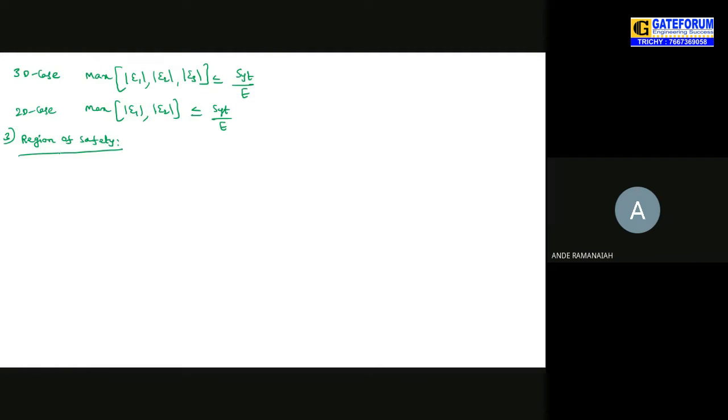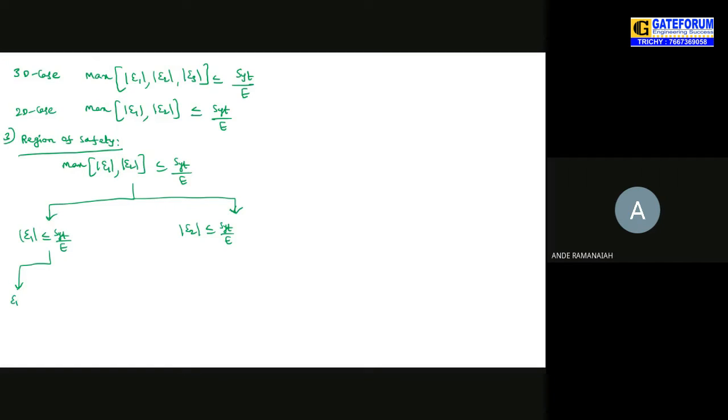Now the third step is the region of safety. I'll plot it for two dimensions. The maximum of mod epsilon 1, mod epsilon 2 should be less than or equal to SYT by E. So out of this we'll get two equations. One is mod epsilon 1 should be less than or equal to SYT by E, and the second is mod epsilon 2 should be less than or equal to SYT by capital E. From these we will again get two equations each.